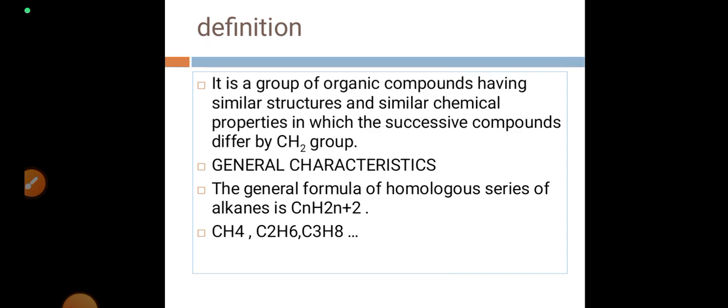First, the definition. It is a group of organic compounds having similar structures and similar chemical properties in which the successive compounds differ by CH2 group.